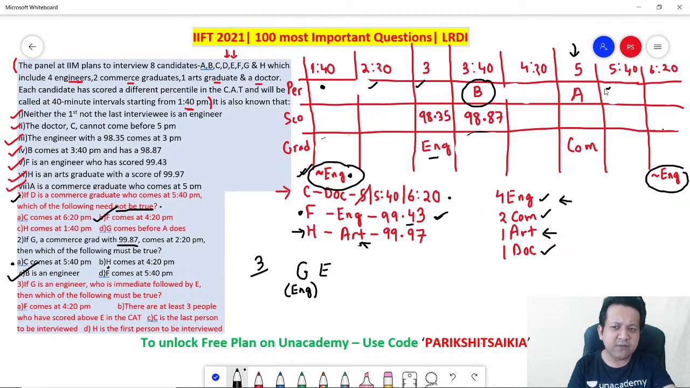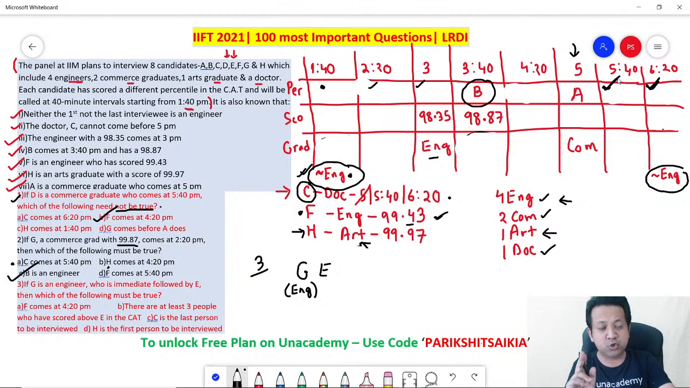Just imagine, if G comes at 540, then E would be coming at 620. G at 540, E at 620. But in that case, what about C? Remember, C has to come either at 540 or at 620. There is no place for C. Perfect. It means G and E cannot be occupying these two places because C needs to occupy one of them.